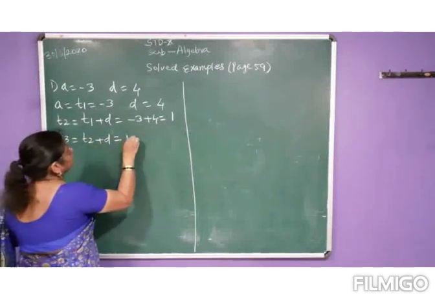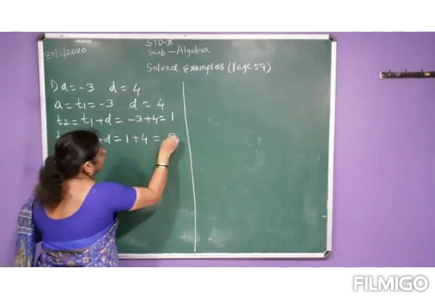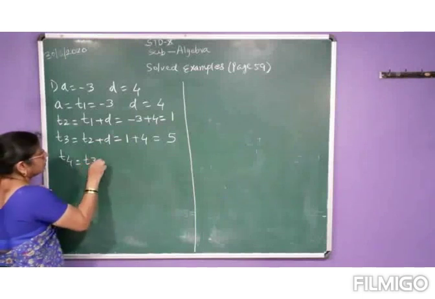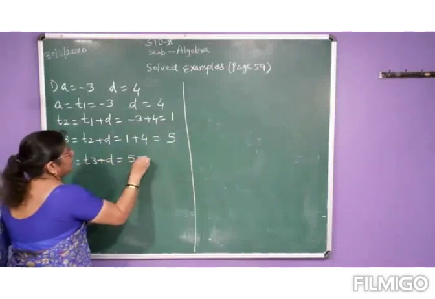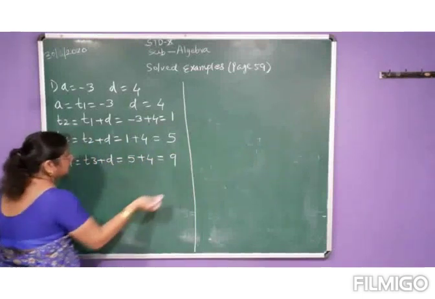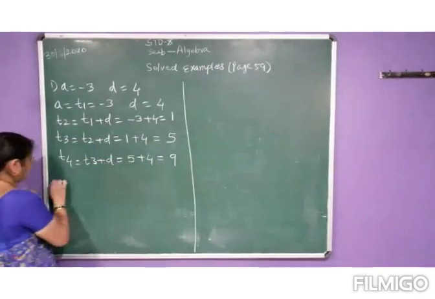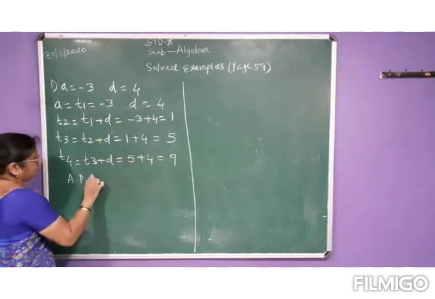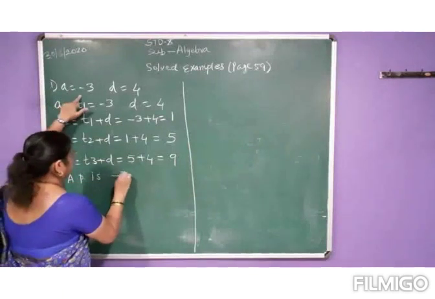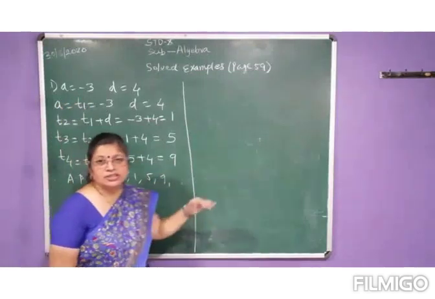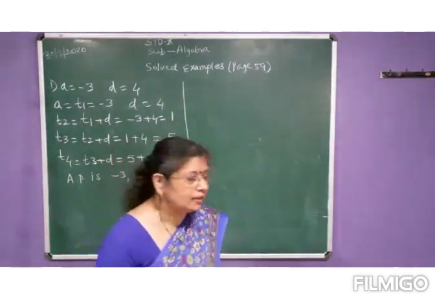Now T2 is 1 plus D is 4. So 5. T4 is equal to T3 plus D. 5 plus 4. 9. Therefore, what answer will you write here? Therefore, AP is, now the first term is minus 3, 1, 5, 9. Okay. So these are the first four terms of an AP.